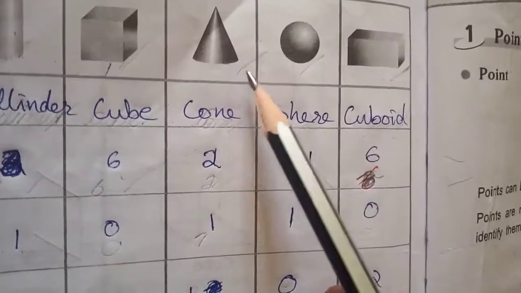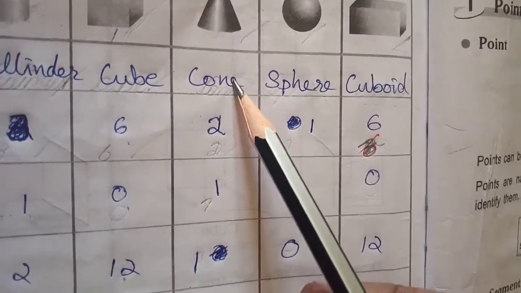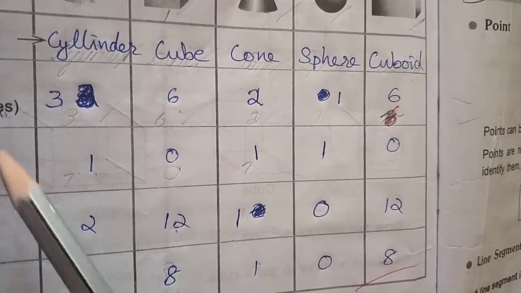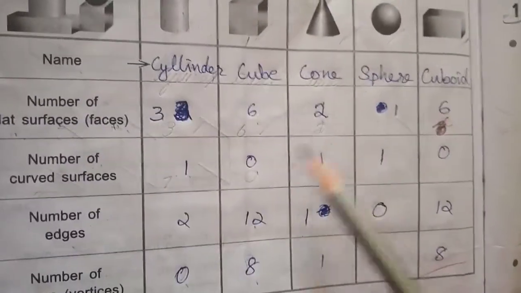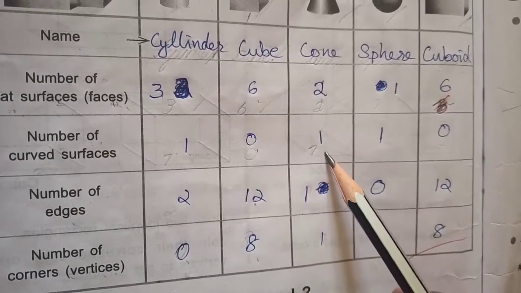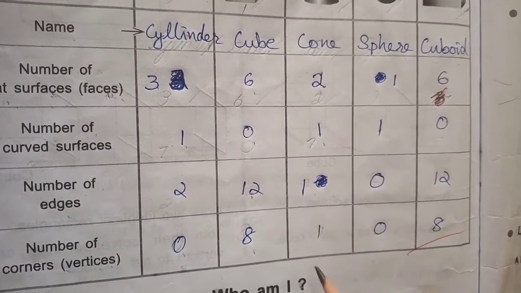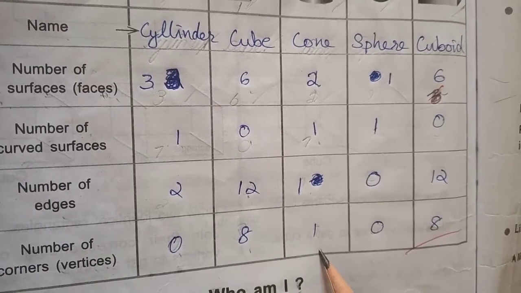The next, cone. Number of flat surfaces or faces 2. Number of curved surfaces 1. Number of edges 1. Number of corners 1.